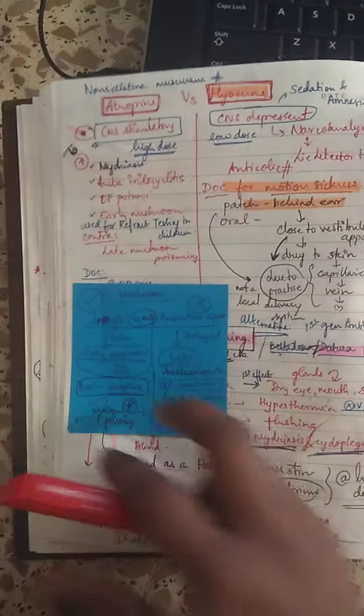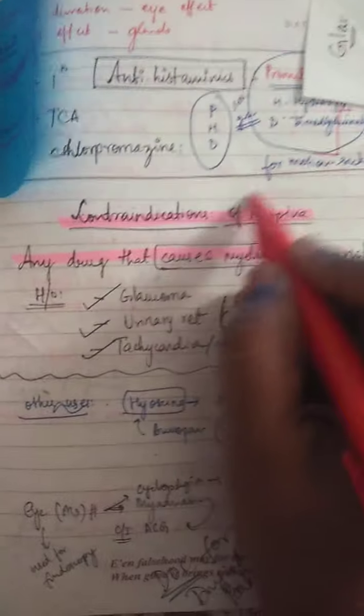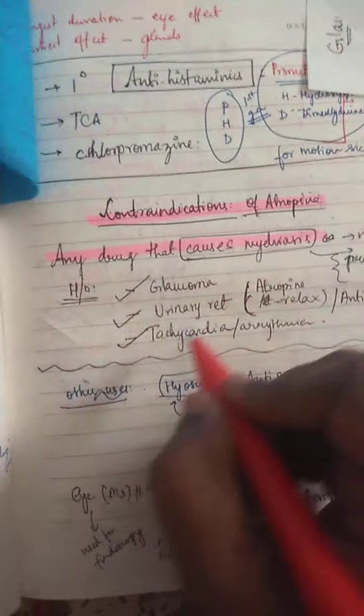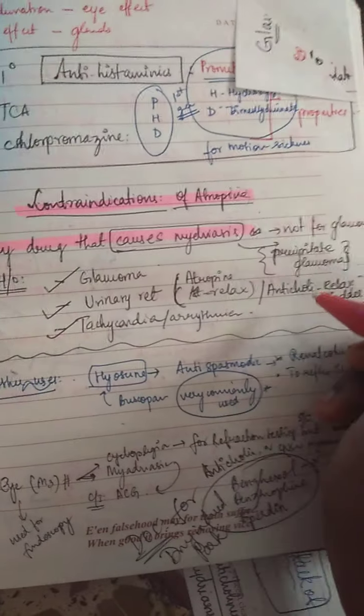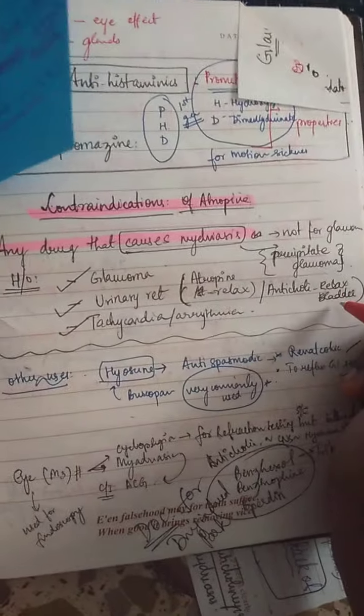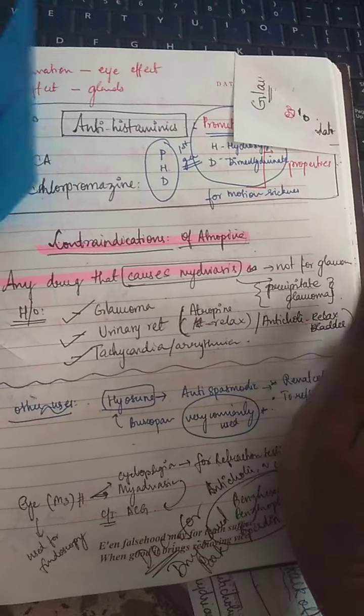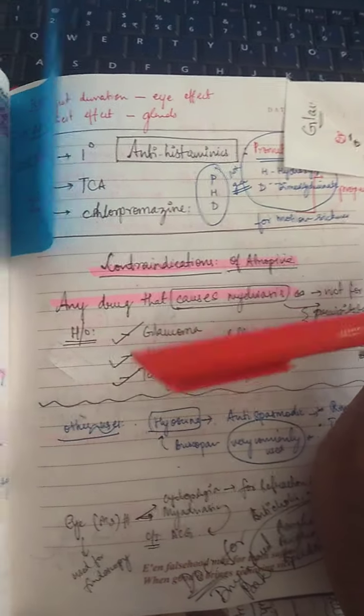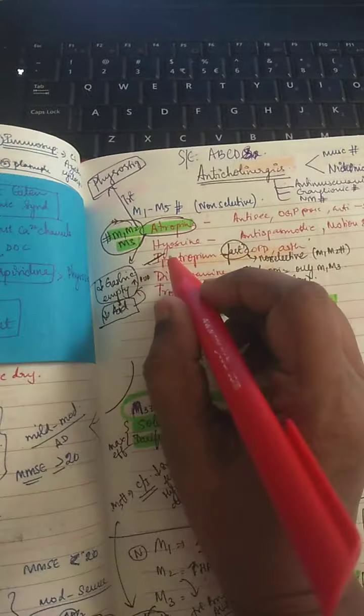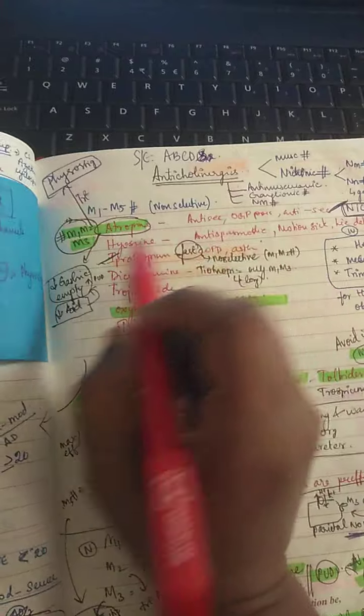When do we not use atropine? Since atropine is an antimuscarinic agent, it's not used in glaucoma. It's also not used in urinary retention, because anticholinergics cause relaxation of the bladder, so it can worsen urinary retention. It can also worsen tachycardia and arrhythmia. So that is what is important to remember. Then about the next drug, we have hyoscine and scopolamine: antispasmodic, and they can be used in motion sickness.